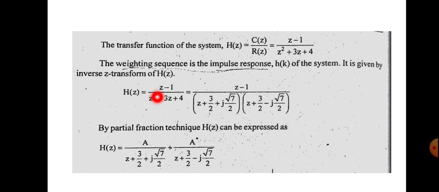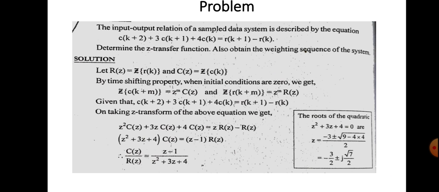To find the inverse Z transform, we know that we can either use the partial fraction expansion method or the power series expansion method. Here we are using the partial fraction expansion method. First of all, you have to factorize the denominator term in order to find the poles, that is, find the roots of the equation. Here the denominator z square plus 3z plus 4 is there.